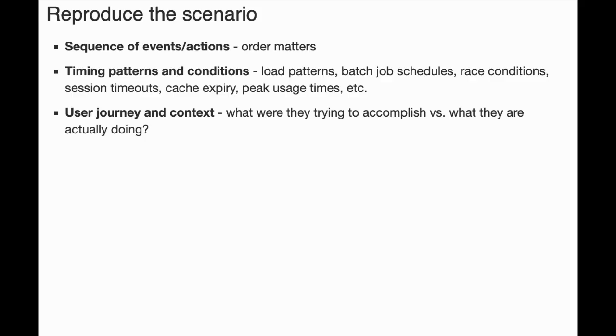User journey in context. What were they trying to achieve and accomplish versus what are they actually doing? This is about understanding intent versus action. Understanding what they're ultimately trying to achieve helps you spot when they're taking an unusual path. Their problem might be a training issue and not a technical issue. The best kinds of problems are not problems at all.